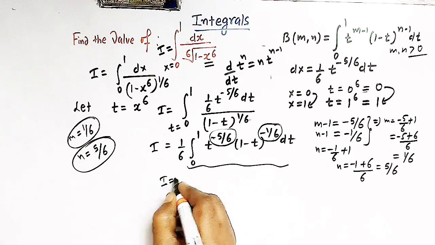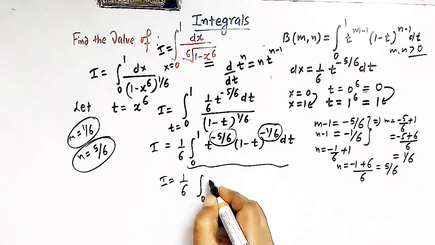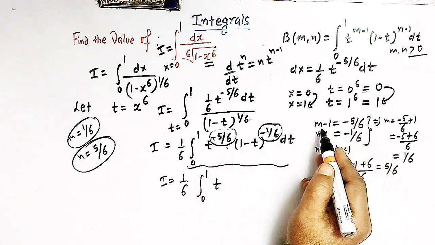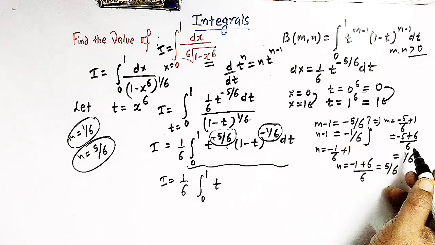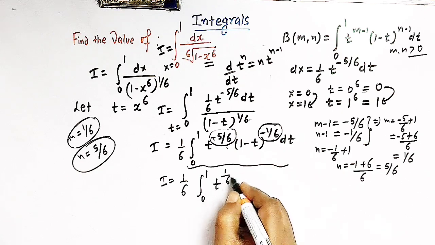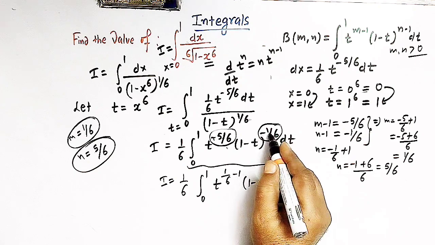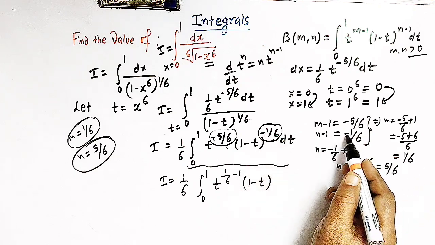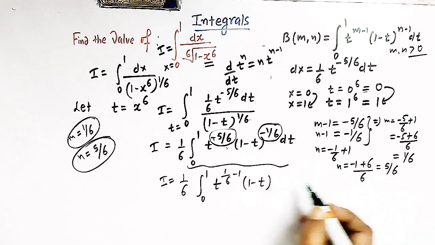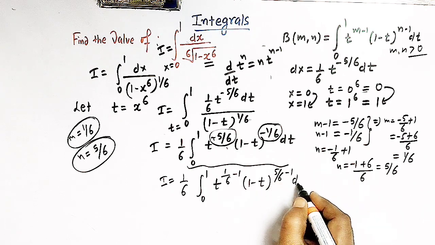So now we can write this integral as 1 over 6, integral 0 to 1, t raised to (1/6 minus 1)... so m minus 1 is minus 5 over 6, so we have m equal to 1 over 6, and here we have (1 minus t) raised to minus 1 over 6. So minus 1 over 6 can be written as n minus 1, so we have n equal to 5 over 6, and this is minus 1 and dt.